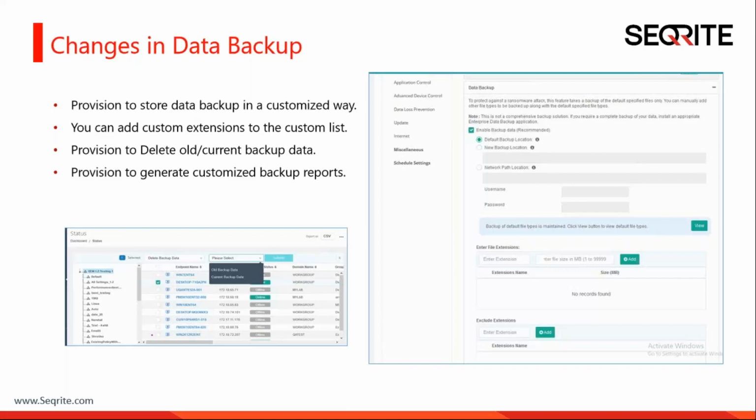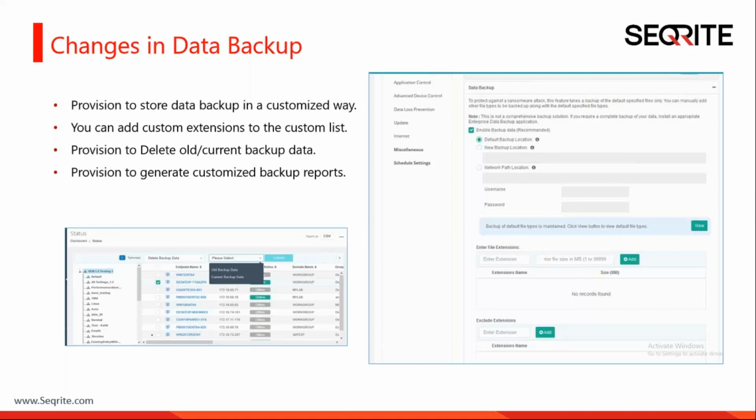Then we can also add a custom extension or a custom file type for backup. It can be XYZ, PQ, or whatever extension we can enter, and the maximum file size for backup supported will be 976 GB.